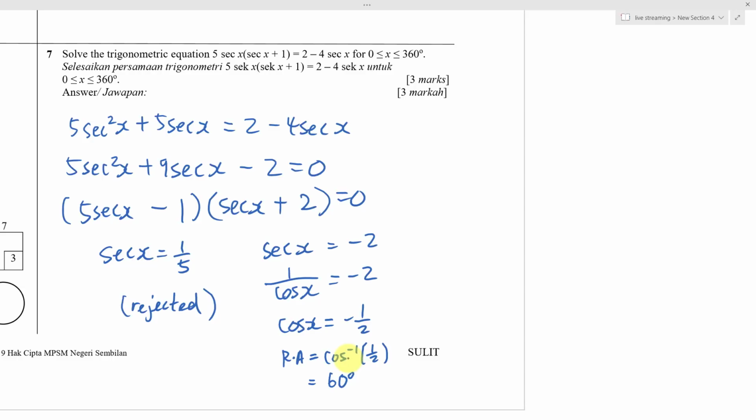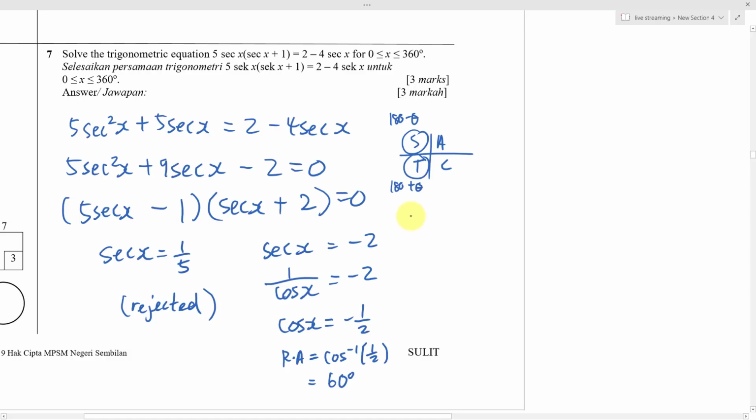Yeah, it should be 60 degrees. Yep. Alright, then I need to analyze it using the ASTC rule, from sugar to coffee. Cos will be negative in which quadrant? Cos will be negative in the second and third quadrants. Second is 180 minus theta. Third is 180 plus theta.